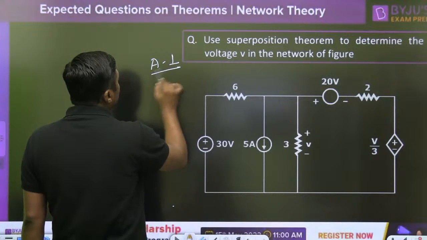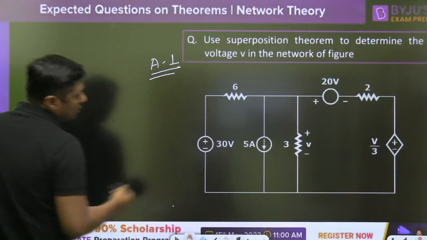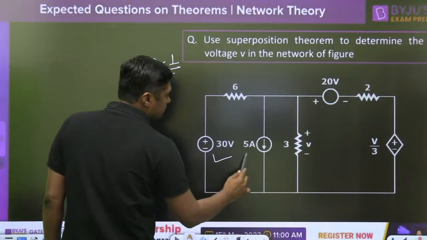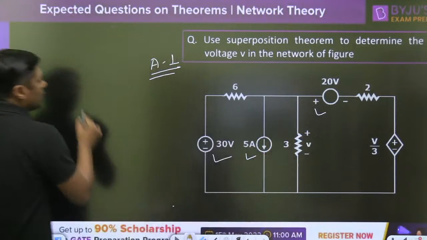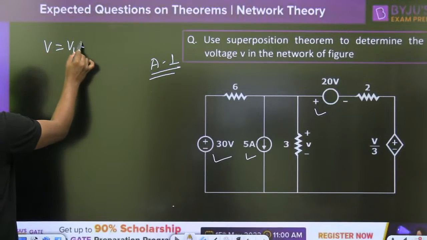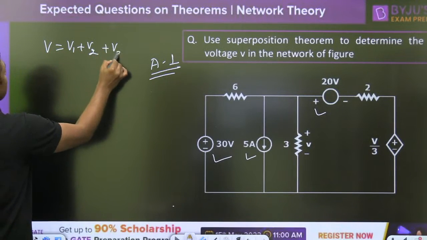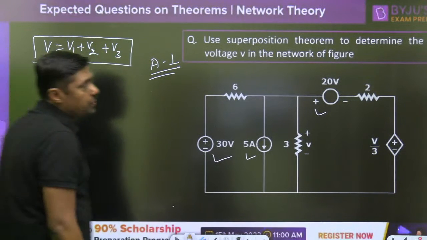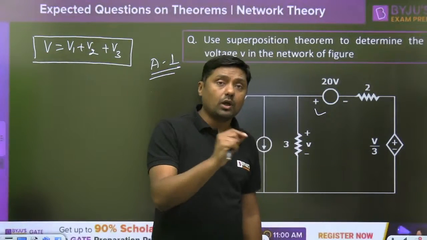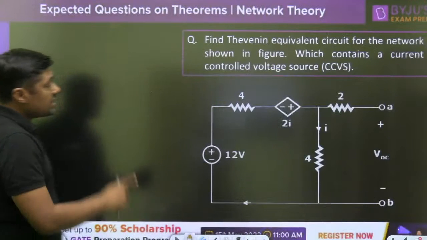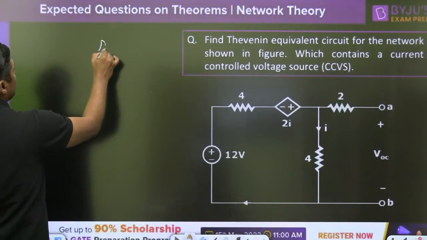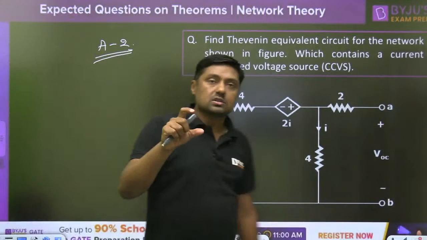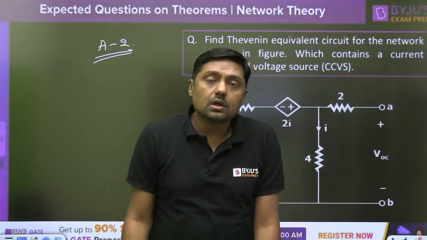Assignment number 1, everyone apply the superposition theorem, find the value of V. There are 3 independent sources, V1 plus V2 plus V3. You can practice this question. Solve this question by using the superposition theorem. This is the assignment number 1, that is the assignment number 2. And give me the answer in comments box, right?